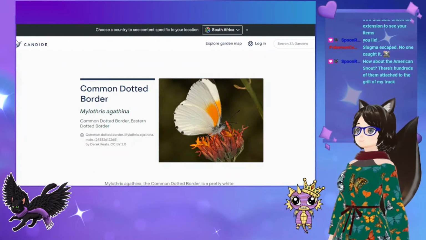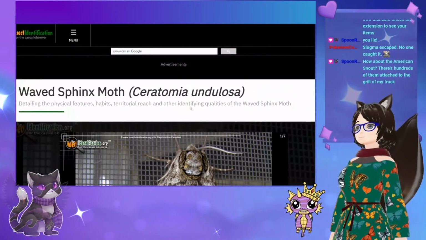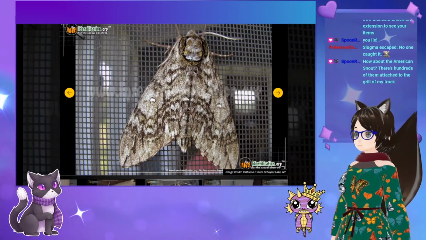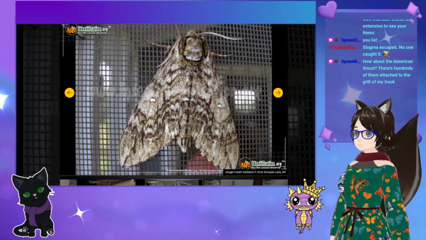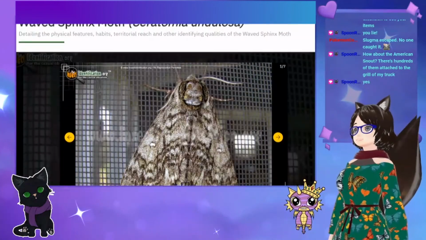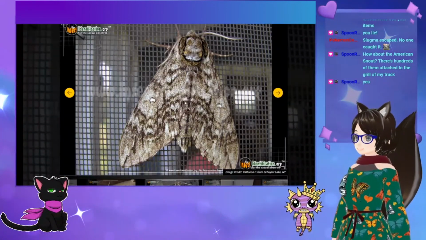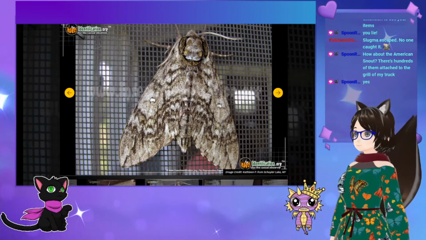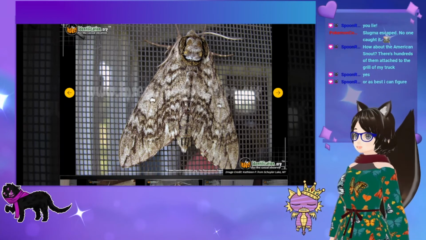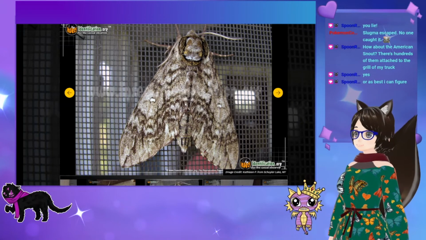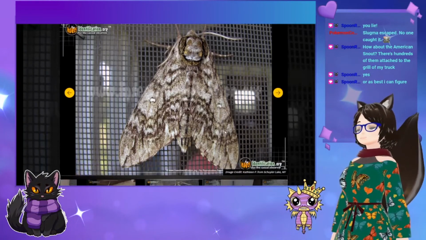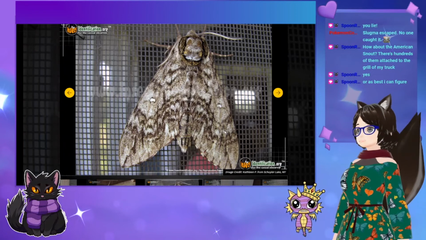So let's do... There we go. Did it look like this? Okay, so yeah, wave sphinx moth. The forewings of this large, strong-flying hawk moth are patterned with various shades of gray and white and grayish-white. Females are larger than males, or so best you can figure. Yeah, just the trouble of similar-looking bugs.